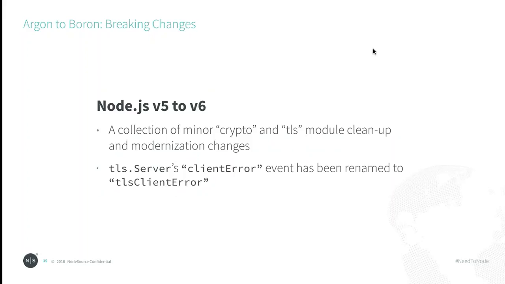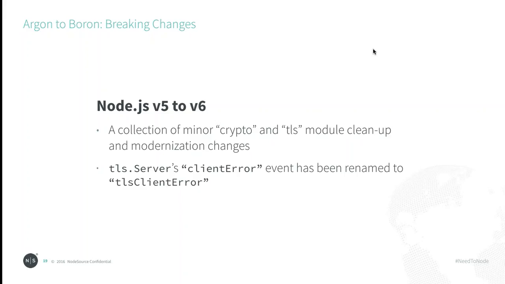A bunch of crypto and TLS modules had cleanup done and were modernized. This happens all the time because that whole landscape is moving very quickly. And interestingly, the TLS server has a client error event. What has happened is that because the HTTP server now has a clientError event, which is a new feature, we have renamed the TLS server clientError to tlsClientError.